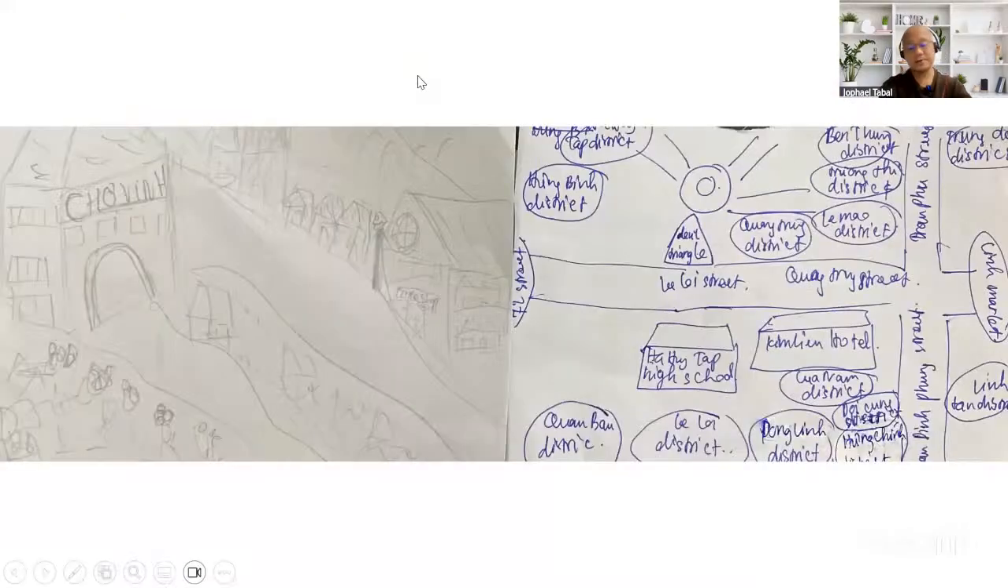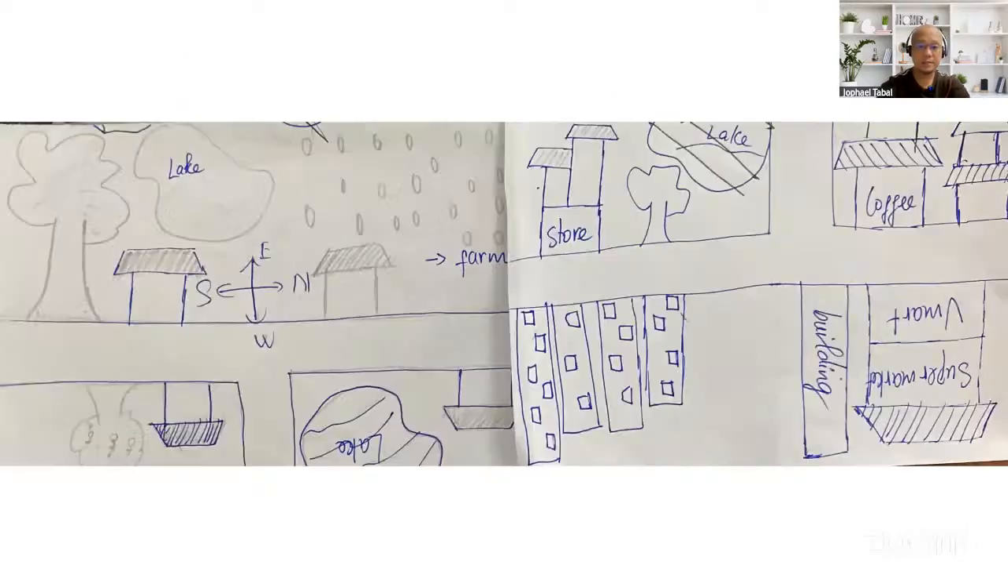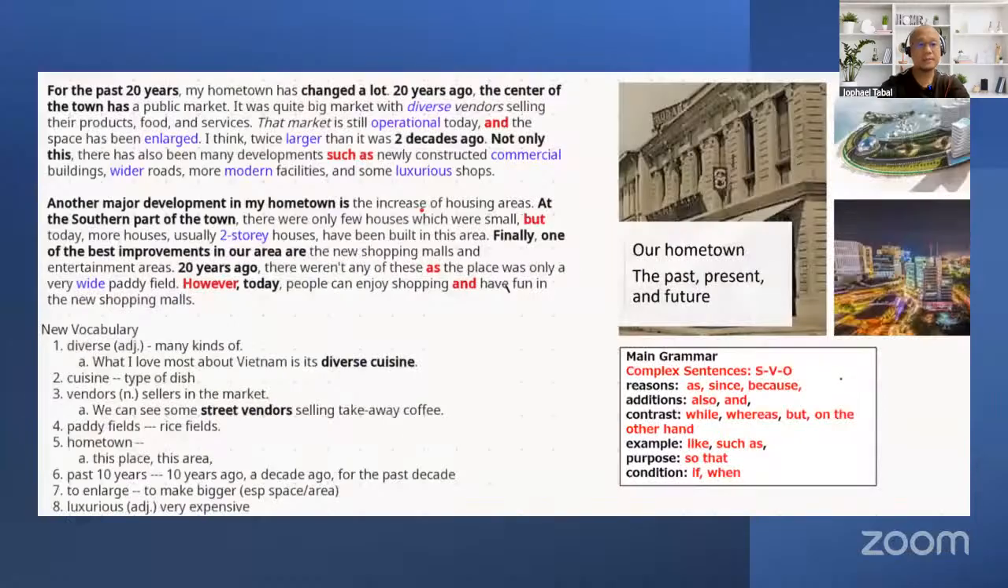Then we have another drawing from a certain student. This is past, so this is a hometown in the past and hometown in the present. Another one, this is in the past and present. Past and present, okay? So this is a sample, this is the model answer here.